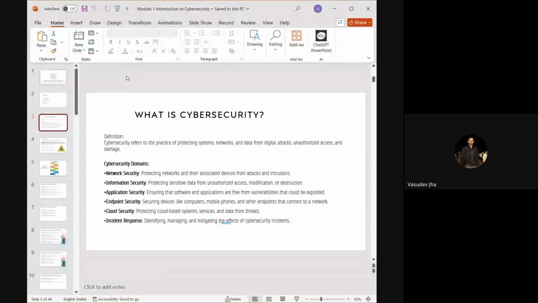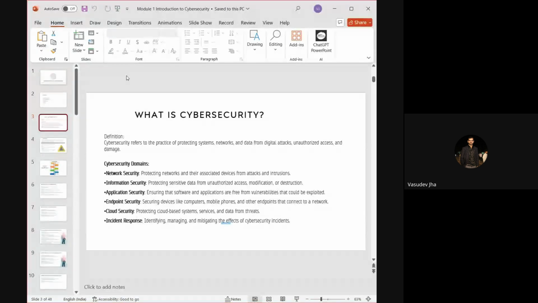Okay. So first, I hope that all of you remember the basic definition. It is a practice of protecting system, network, and infrastructure from digital attack. Now in cybersecurity, we have different domains. First, we have network security, then information security.